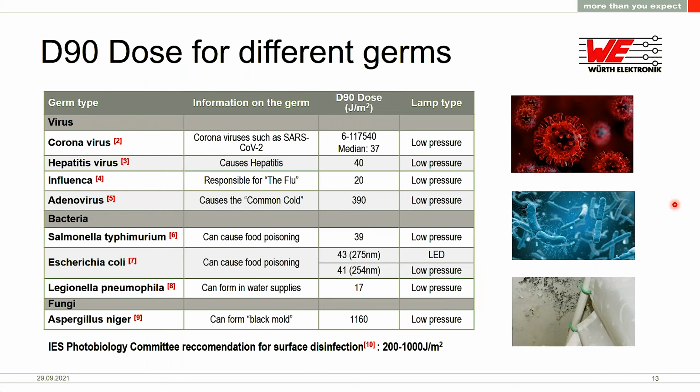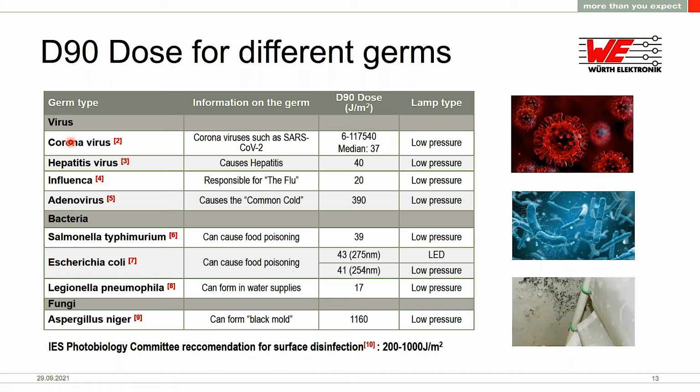This D90 dose is very different for different germs and different viruses, bacteria and fungi. And the tricky thing here is that it's also very different for the same type of germ. It very much depends on which research group is looking at it and what the protocol was to measure it. So there can be huge deviations from research group to research group in the results of the D90 dose.